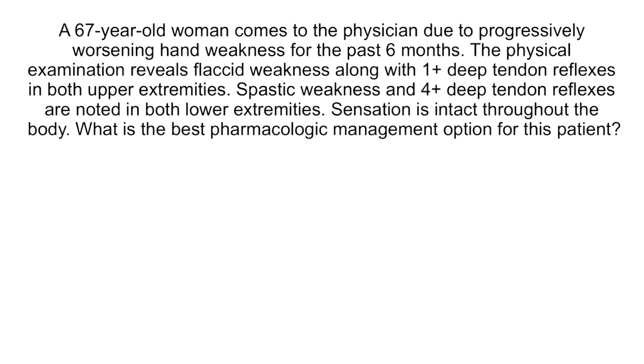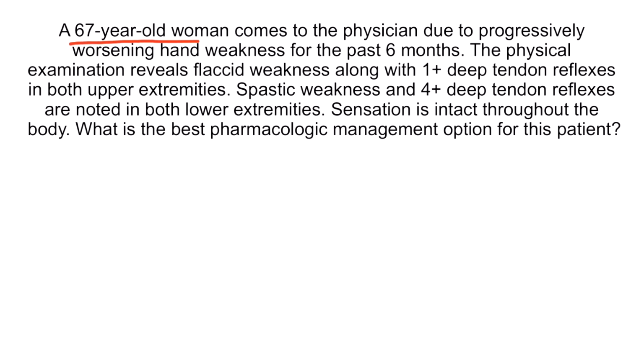Let's try a question. A 67-year-old woman comes to the physician due to progressively worsening hand weakness for the past 6 months. The physical exam reveals flaccid weakness along with 1+ deep tendon reflexes in both upper extremities. Spastic weakness and 4+ deep tendon reflexes are noted in both lower extremities. Sensation is intact throughout the body. What is the best pharmacologic management option for this patient?